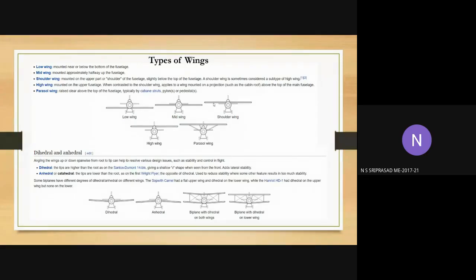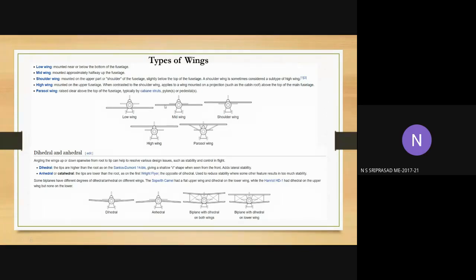So the different types of wings, we have the low wing, that is here. So you have the main fuselage, that is the body, and the wing is located at the bottom of the fuselage. Then you have the mid wing, that is exactly the middle of the fuselage. Then you have the shoulder wing, that is a little above the body of the fuselage. And you have the high wing, which is on top of the fuselage. Then you have the parasol wing, which is placed at a height above the top. So you have these particular configurations.